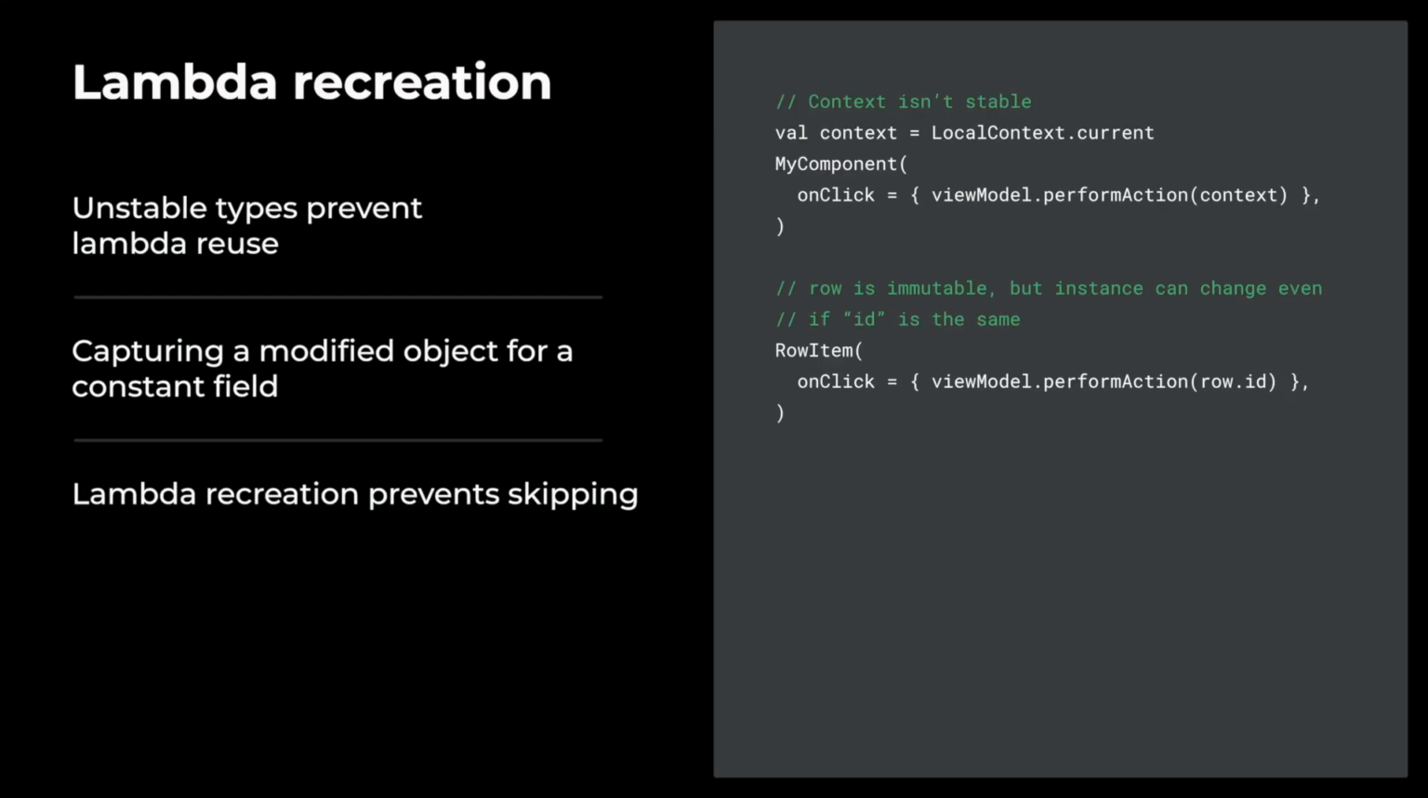So in this example, we have an on-click lambda, and it's calling our view model, but it's okay. We made our view model stable, so that's fine. And it's using a context. We can see just above, we've used the composition local to get that context. So we should be safe, right? Nope. Context is still an unstable type, and we're passing it into this lambda.